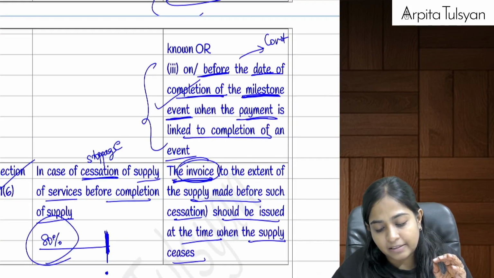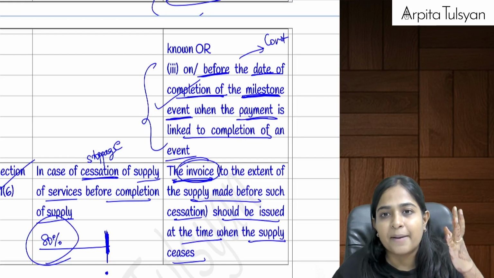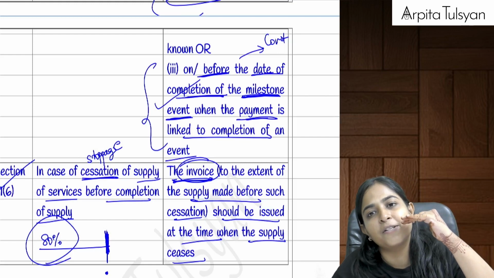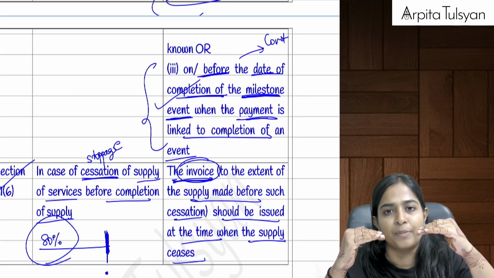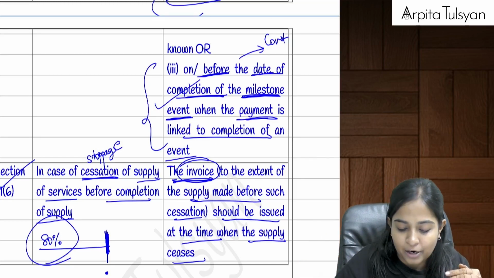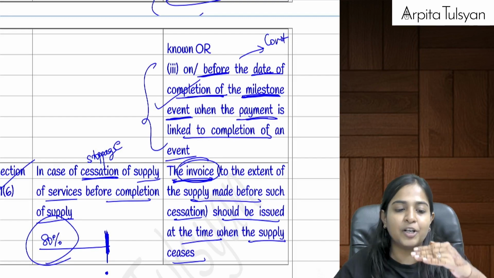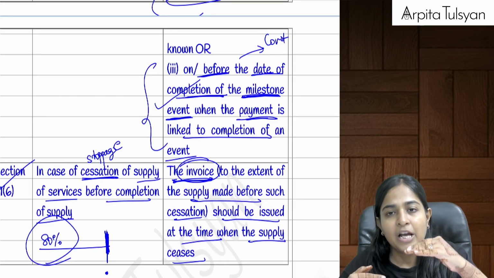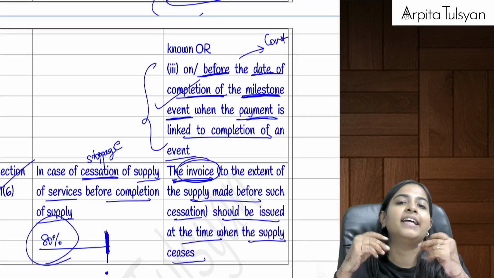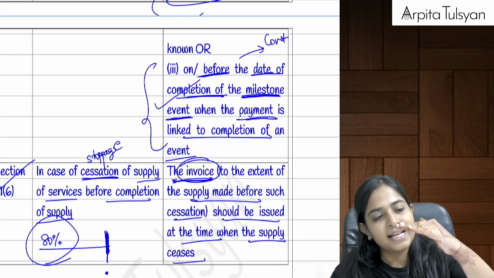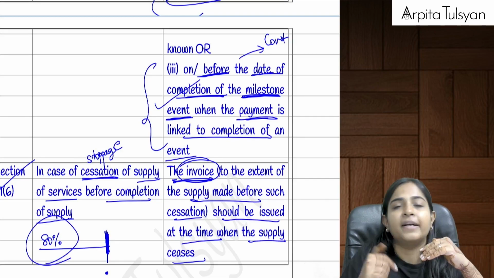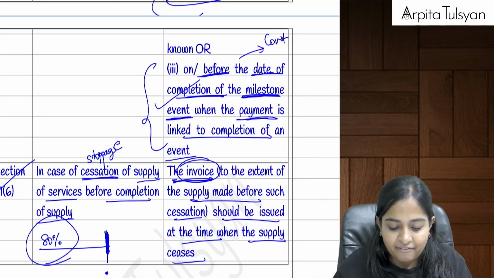And let's take the example of construction. You must have seen what generally happens in case of construction services. They say that whenever this much percentage of work is completed, this much payment is to be done. Example, 20% work completed, 20% payment is to be done. That is a continuous supply of service. So whenever that particular milestone event which is linked to payment is completed, on or before that day, the invoice should be issued. As soon as that event gets completed, we will issue the invoice to the recipient, and the recipient is going to make us the payment. Very clear with this?